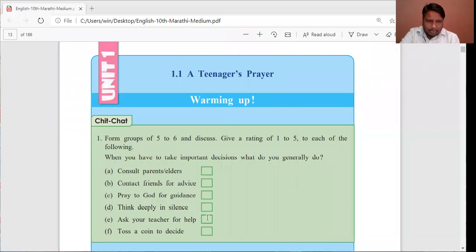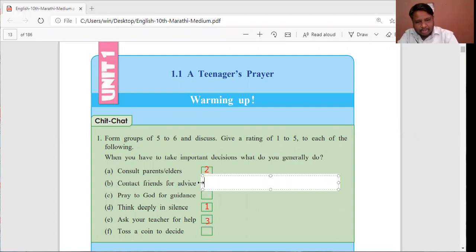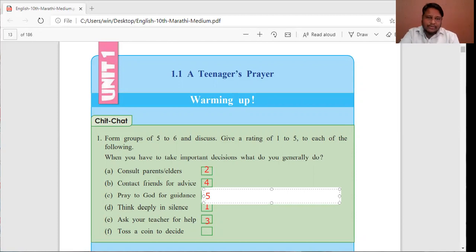Suppose this one, the fourth one, think deeply in silence. For me, this is most important, so I will give it number 1, the first rating. Then this one, consult parents, elders. We have to give second for this one. Then ask your teachers for help, third. Then contact friends, this one fourth, and pray to God for guidance. We will give it the fifth rating.